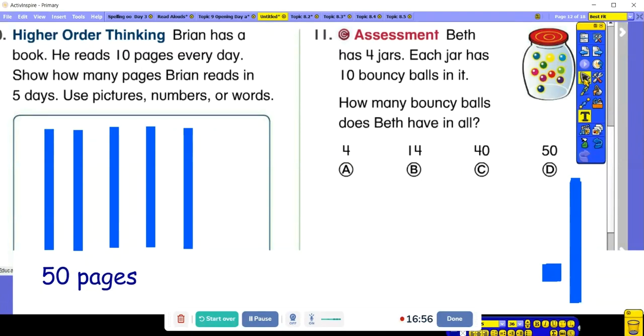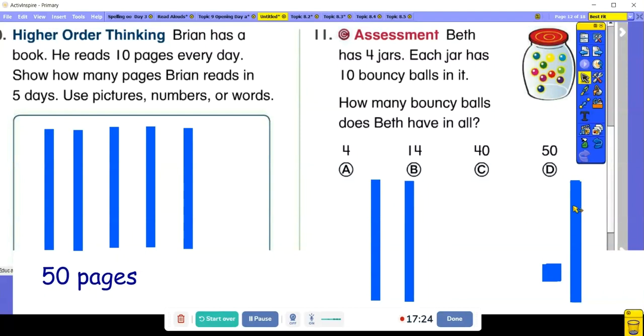All right, over here it says, Beth has 4 jars. Each jar has 10 bouncy balls in it. How many bouncy balls does Beth have in all? So again, I can draw the 4 jars, but since I know that they're using groups of 10 again, I'm going to go right to my 10 rod because I know each of these represents 10. So instead of 4 jars, I'm going to pull over 4 10 rods.